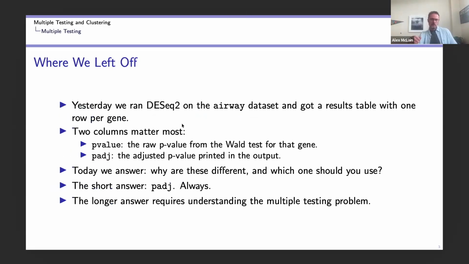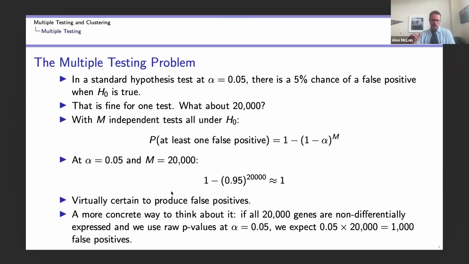So when we run DESeq2, we get two columns that matter a lot in terms of the significance. We get the raw p-values and the adjusted p-values. They both come out. Today, we'll talk about how these are different and which one to use. Of course, the short answer is always use the adjusted one, and we'll talk about whether there are any other options of things that you can use.